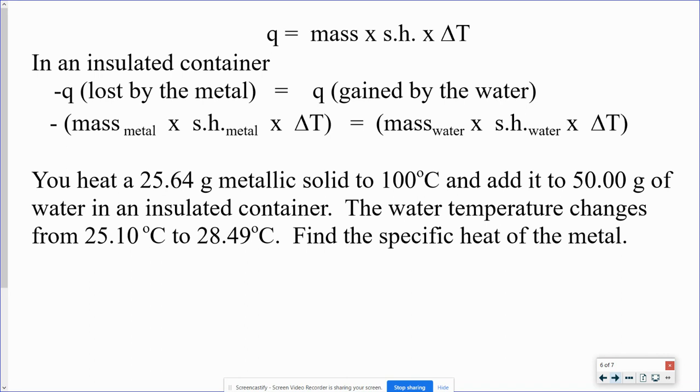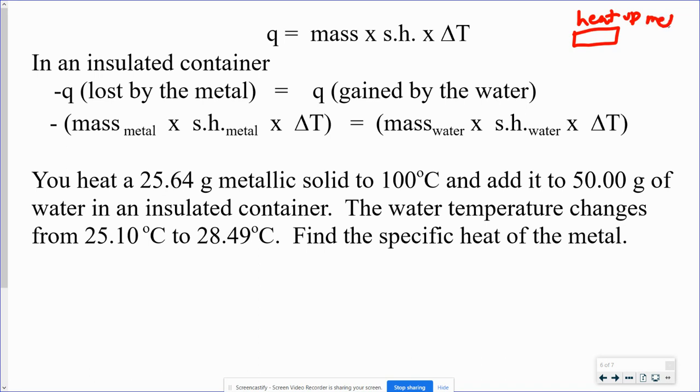Because if we would put a piece of hot metal into water, for instance, and measure the temperature change of the water, we could use that to find the specific heat of the metal. This is a lab that we usually do, where we will take a hot piece of metal, a chunk of metal, and we will heat it up.